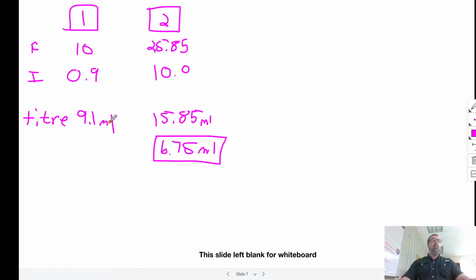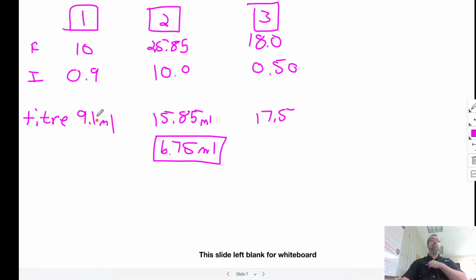Okay? We will end up doing the same thing for 3, and for 3, I think we ended up having 18 as the final. For our initial, we had 0.5, and we have 17.5 as our titrate, and we're going to compare this number with this number. Okay?